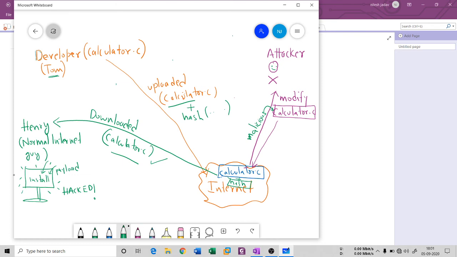And now Henry downloads this calculator.c. He is not downloading only a single program. He is downloading a hash too. So he will calculate the hash at his end, and he will compare the hashes. The hash at the sender side and the hash at the receiver side: if both hashes are equal, then there is no modification done on the calculator.c. It's a legitimate program that I have downloaded here. But if somehow this hash and this hash are not equal, then there is some problem in this program. Someone has done a modification. It's not a legitimate program. It's not the program that was developed by Tom. Someone has changed it in between. Okay, so with the help of hash, you can do it.